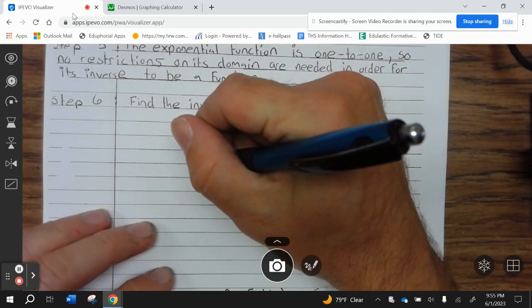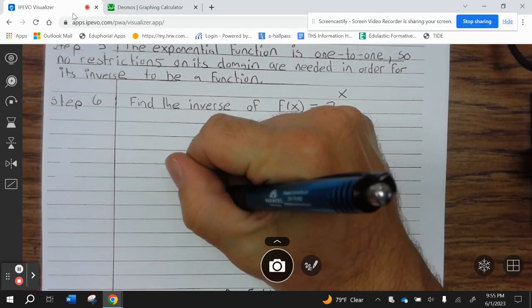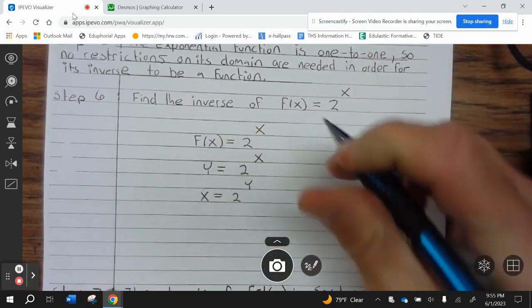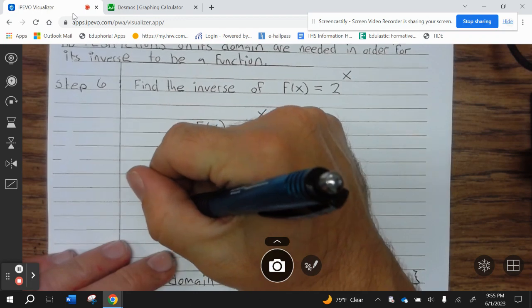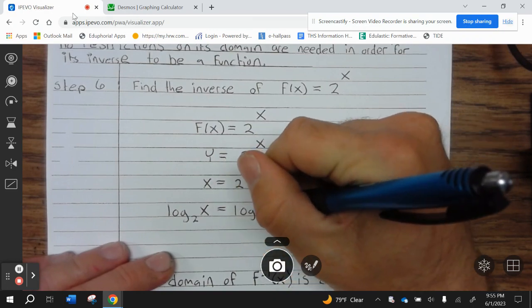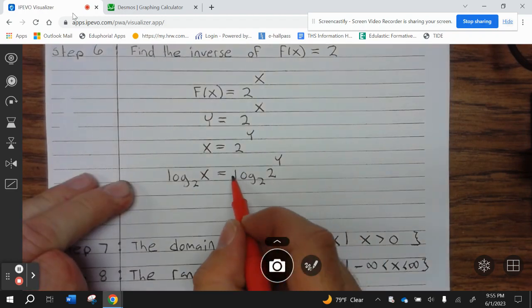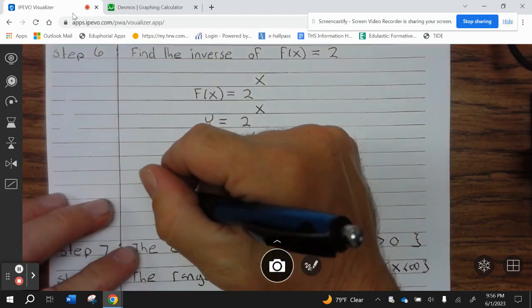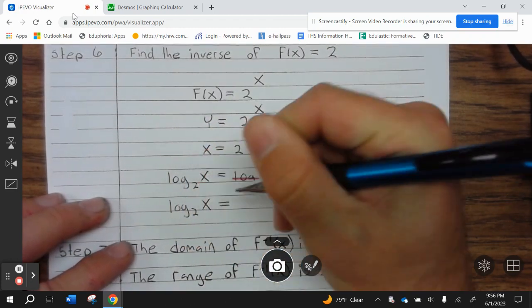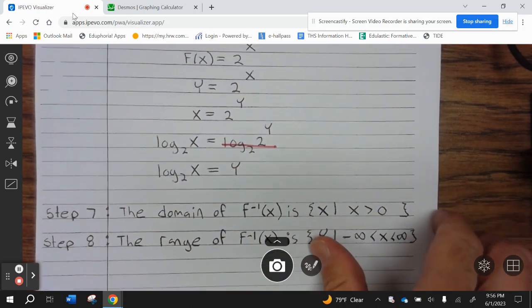Find the inverse of a function. So we change f of x to y. That's 2 to the x. We switch x and y. x equals 2 to the y. And then we take log base 2 of both sides. So log base 2 of x equals log base 2 of 2 to the y. And the reason we do that is because this cancels and you're left with log base 2 of x equals y. Now, the domain of the inverse is x greater than 0, and the range of the inverse is y, such that it's negative infinity to positive infinity. All right, go ahead and finish that up.